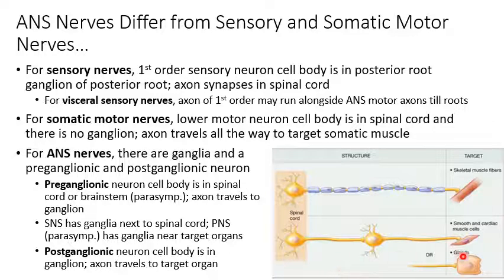In general, if this is a pathway that's in the sympathetic nervous system, then the ganglion that the postganglionic cell body is found in is going to be found close to the spinal cord. If this is the parasympathetic nervous system, then the ganglion will actually be found closer to the target organ and very far away from the spinal cord.